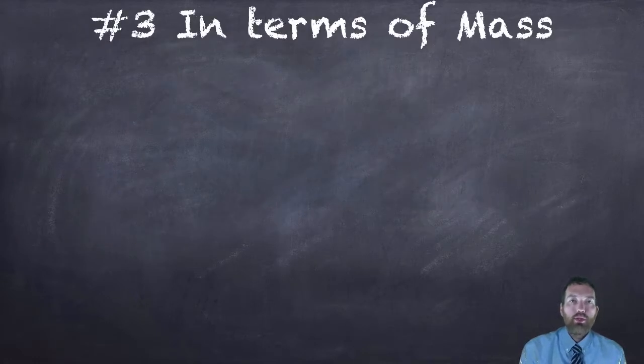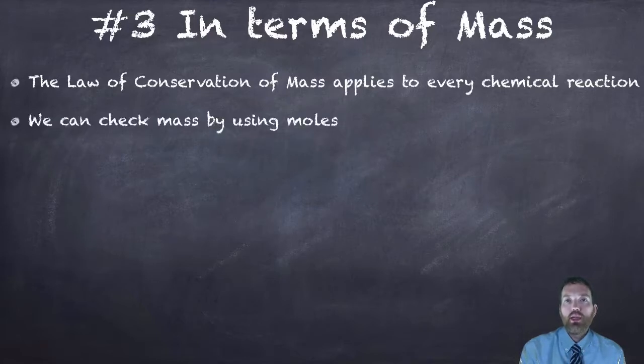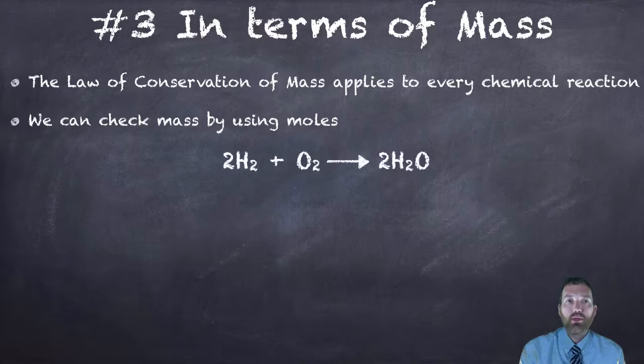Okay, the third way to interpret chemical equations is in terms of mass, and this one is the one that's going to actually require the most work by you, so you're going to need your calculators handy for this one. The law of conservation of mass applies to every chemical reaction. We've talked about it before. It says that no mass is created and no mass is destroyed in a chemical reaction. We can check this mass by using the moles that's given to us in the balanced chemical equation.